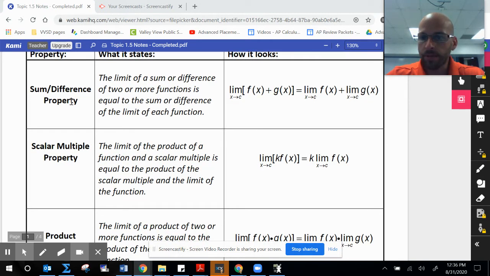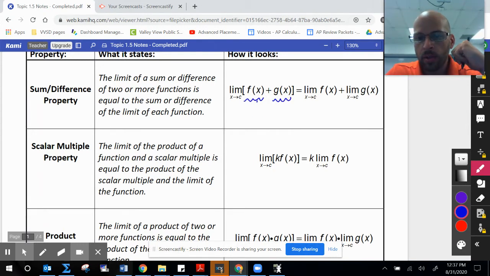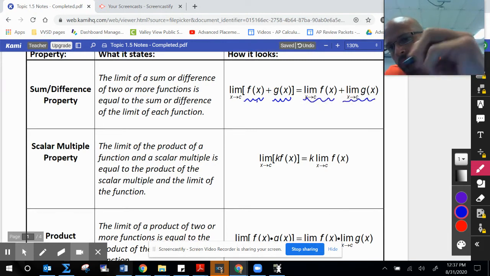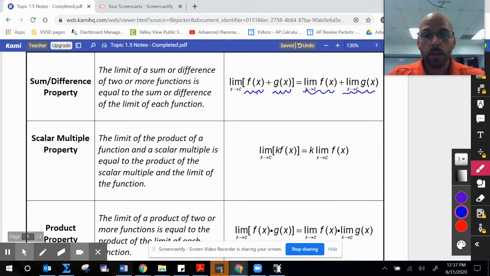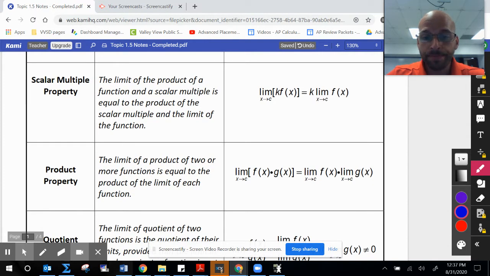The first one, sum difference property. Now I have addition on here, but this works the same for subtraction as well. If you have a limit of two functions, and those two functions are being added or subtracted, you can separate that expression into two completely different limits. That works for subtraction.